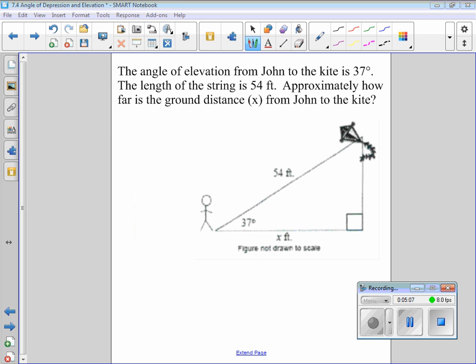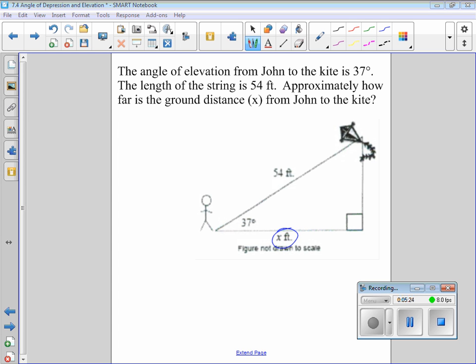All right, so we have the angle of elevation from John to the kite is 37 degrees. That's already drawn in the picture for us. The length of the string is 54 feet. Approximately how far is the ground distance from John to the kite? Okay, so they're kind of looking for this information.